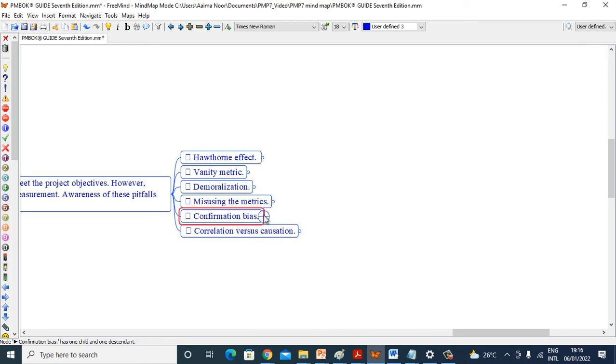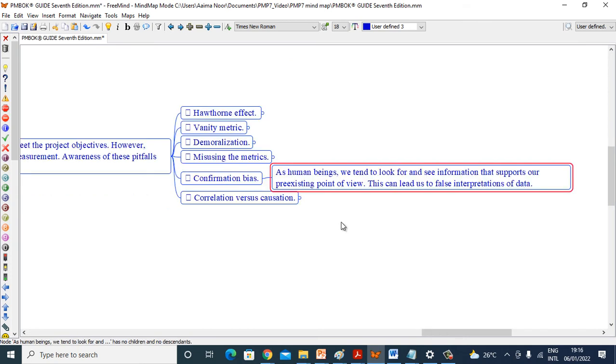Confirmation bias. As human beings, we tend to look for and see information that supports our pre-existing point of view. This can lead us to false interpretation of data.